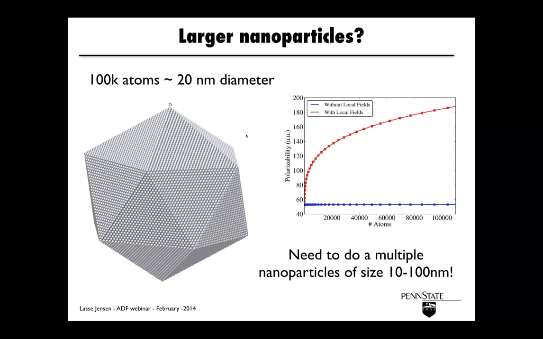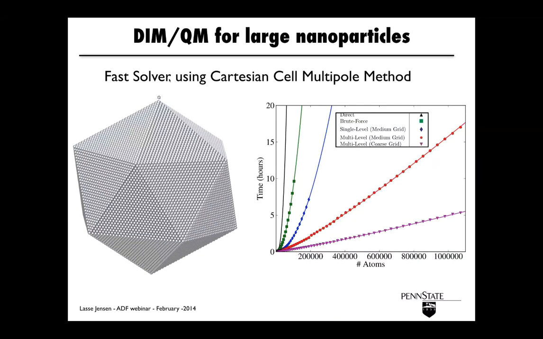Okay. So we really need to be able to treat large metal nanoparticles using many atoms, and here solving these response equations becomes complicated for very big systems. So a fast solver using the Cartesian cell multipole method has been implemented in ADF. Here's an example of that. This is the direct simulation, the one we used for the N2 case, which is fine for systems below 5,000 atoms, where you can solve everything in memory. Everything else becomes impractical and you need to do this.